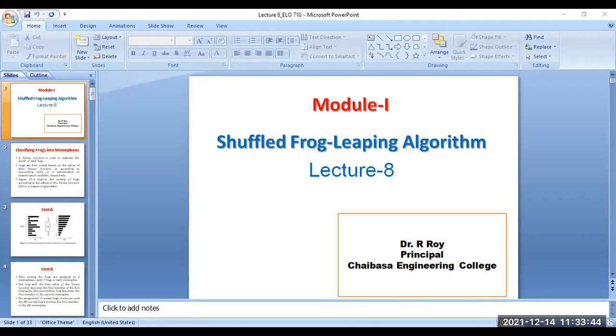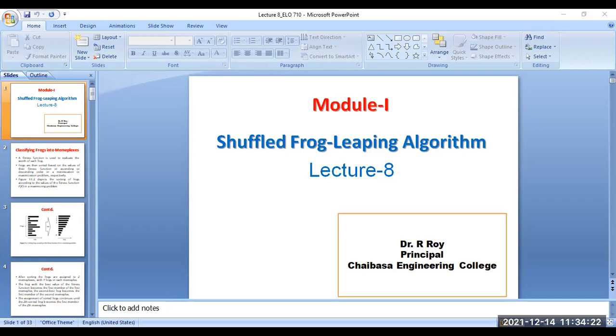Okay. So we have started the shuffled frog leaping algorithm. And in the last class, we discussed the initialization steps. Then the second step is classifying frogs into memeplexes. What is a memeplex? We have already discussed: it is the colony where these frogs reside. How these frogs will be distributed among these colonies, we'll understand from this step.